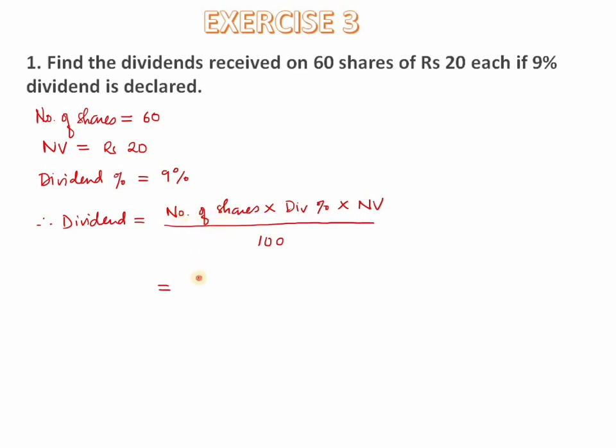So number of shares is given to be 60. Dividend percent is 9. And your nominal value is how much? Rupees 20. By 100 it is. So we'll write rupees in front. So now you can do the cancellation. 0, 0 gets cancelled. 0 and 0 also gets cancelled. So how much is this? Rupees 6 2s are 12. 12 into 9 is 108. So that means what is the dividend? Dividend is rupees 108. So you may pause the video and note down the solution.